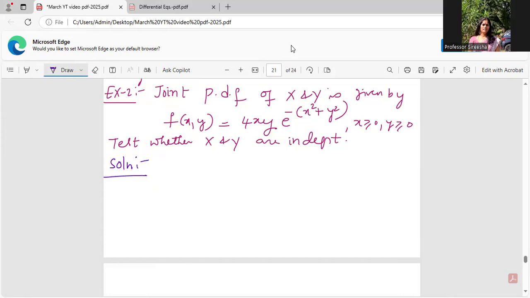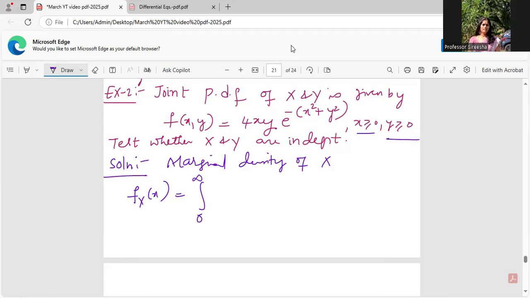Again, you are being given the joint probability density function f of x, y. You are asked to check whether x and y are independent. I have to go with marginal densities only, guys. Marginal densities of x and y I should be finding. The marginal density of x, we have seen in the previous video how to find it. Of course, since x and y are greater than or equal to 0, it's from 0 to infinity. Otherwise, it's from minus infinity to plus infinity.